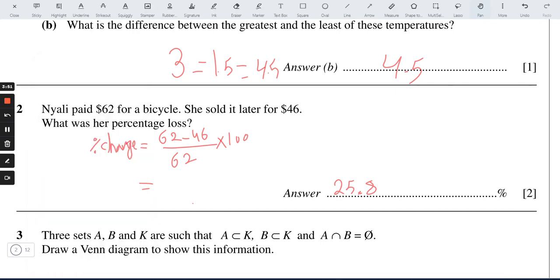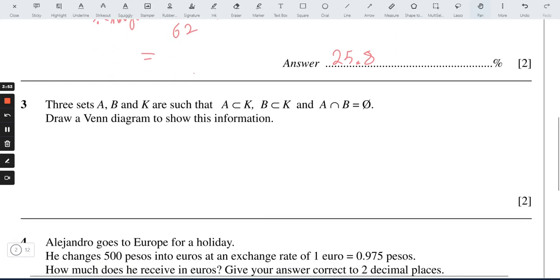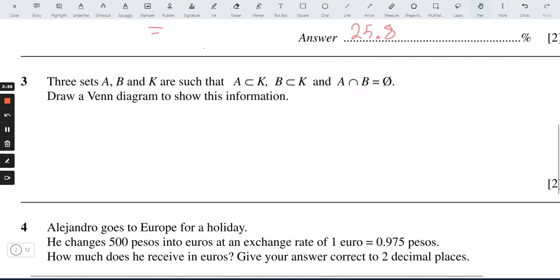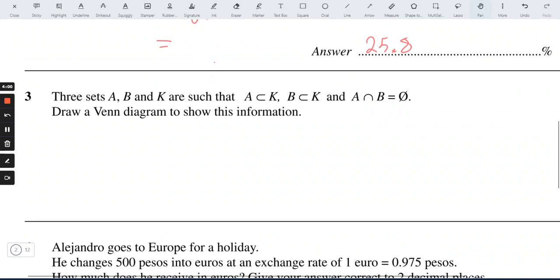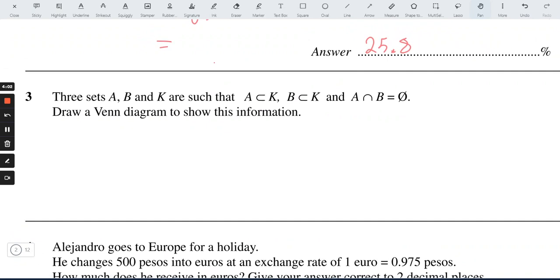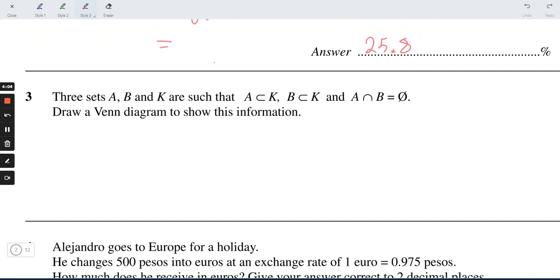Now question number 3. Three sets A, B and K are such that A is a subset of K, B is a subset of K, and A intersection B is equal to the empty set. Draw a Venn diagram to show this information. The idea is easy. A and B are 2 sets which are subsets of K, so K is the greatest set. We can draw it as a rectangle here, and this is K.